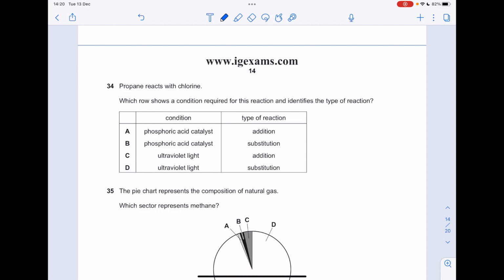34. Propane reacts with chlorine. I'm just going to draw propane. It's a saturated hydrocarbon. It reacts with chlorine, which is a diatomic molecule. Which row shows the condition required for this reaction and identifies the type of reaction?